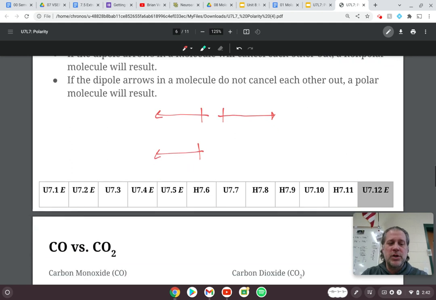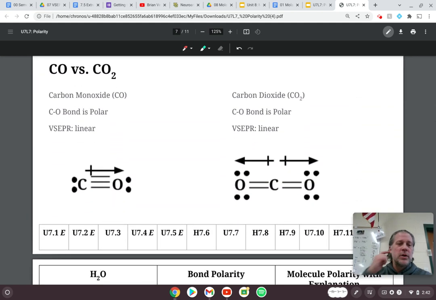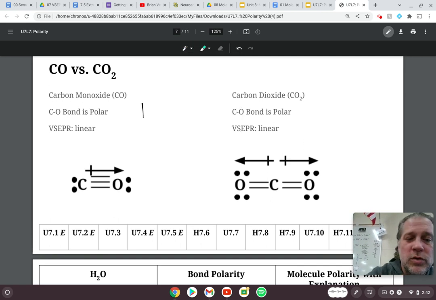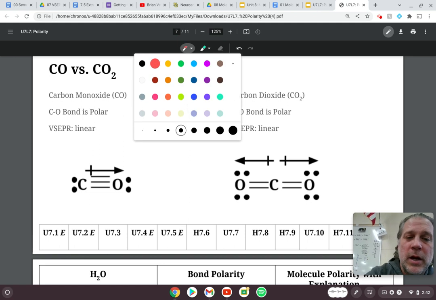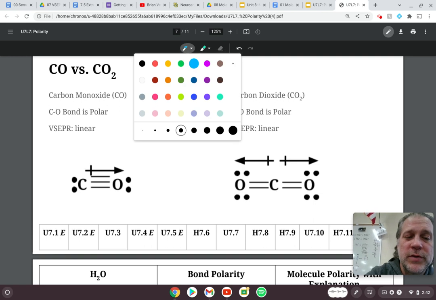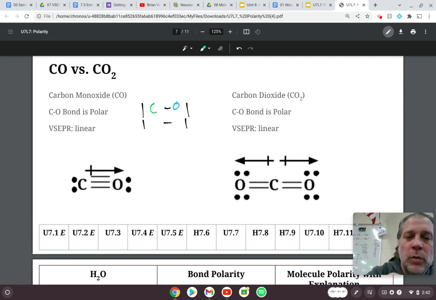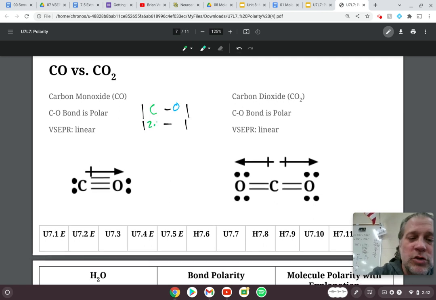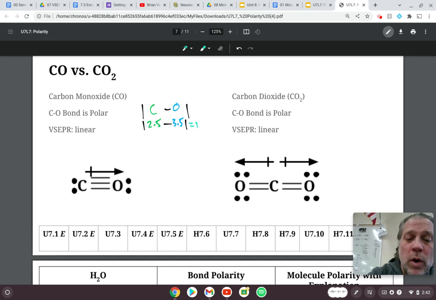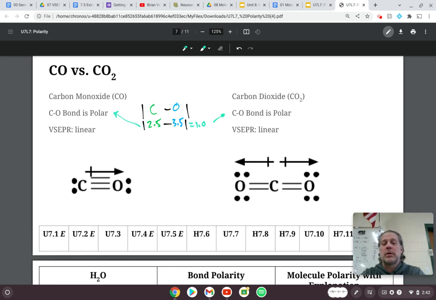Now, we're going to use this information to show you an example. So here we have carbon monoxide and carbon dioxide. I'm telling you in the example here that the bond is polar, but just to show you, we have carbon and oxygen. We know that carbon's electronegativity value is 2.5. Oxygen's electronegativity value from the periodic table is 3.5. When we subtract that out, we get 1.0.